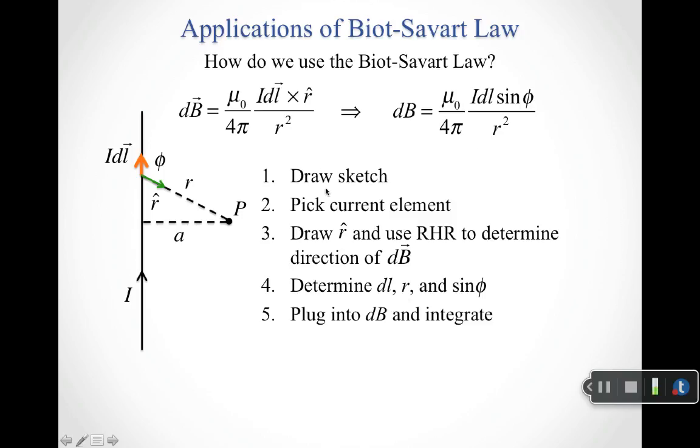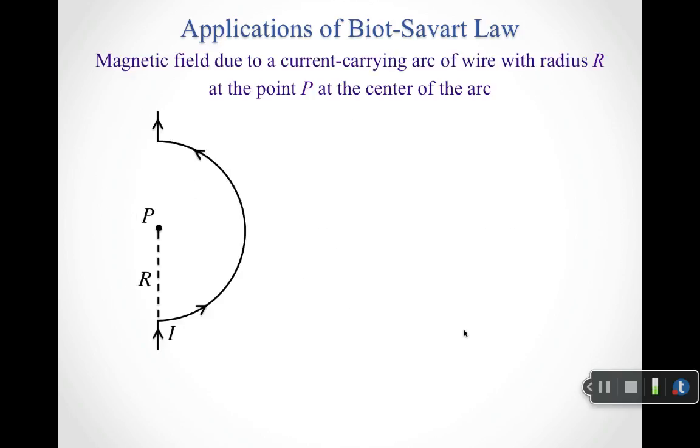So the process that we're going to do is we'll draw a sketch, we'll pick a current element, we'll draw in r hat. Again, r hat is the unit vector that points from your current element towards the point P. We'll use a right-hand rule to determine the direction of dB. And then we'll figure out what these three terms are that we need, plug them into the magnitude, and then integrate from our initial point to our final point.